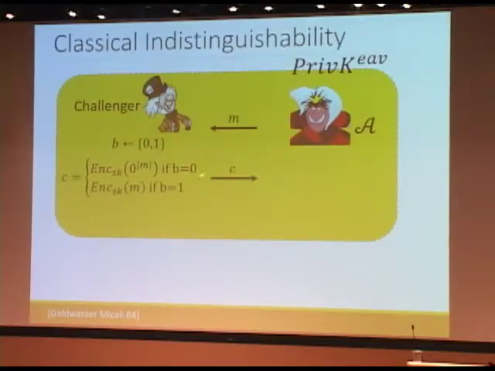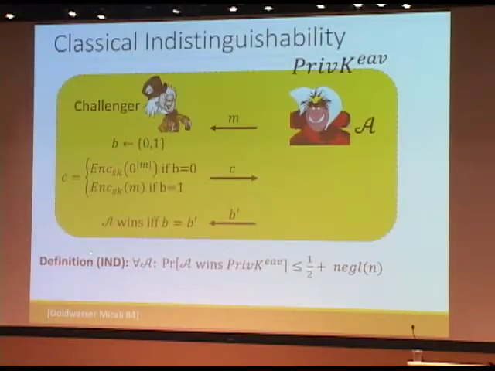He sends this ciphertext over to the adversary, and the adversary has to decide which of the two he did. He sends back a bit B prime, and the adversary wins the game if B prime equals this bit. So basically he has to decide whether the zero message has been encrypted or the actual message that he sent. And here's the definition of indistinguishability.